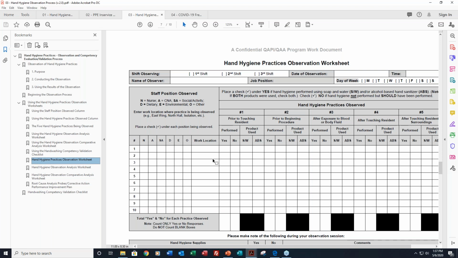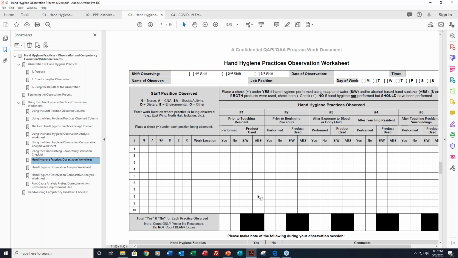You don't have to do your whole facility. That's not the purpose. You may only have a problem in a specific area. So what you're doing is it provides for 10 observations at one time. You can do 5, you can do 3. But who are you observing?